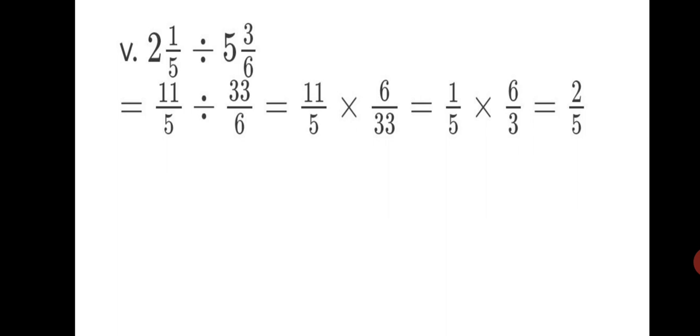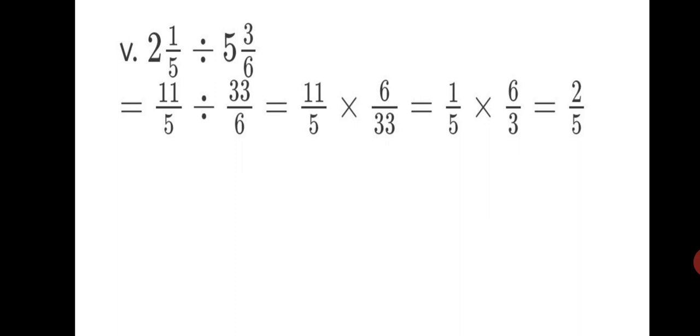Fifth sum, 2 1 upon 5 divided by 5 3 upon 6. So see, now here we have not shown the working of the improper fraction. Directly the answer. 2 5s are 10 plus 1, 11, 11 upon 5. So certain places working will not be shown. Even if you are not showing it in your steps, it's understood that you have worked it out. Certain things we need to work out in our mind. Divide by 5 3 upon 6. 5 6s are 30 plus 3, 33, 33 upon 6.